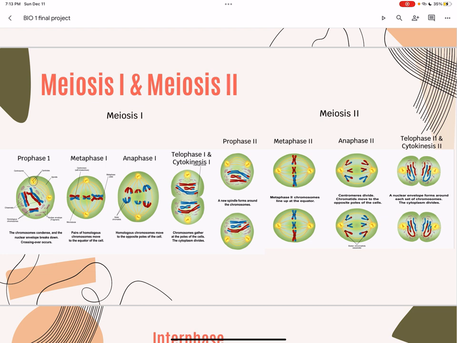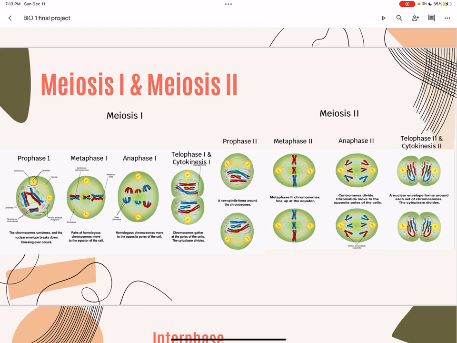In telophase, the nuclear envelope is redeveloping, and cytokinesis is basically the cell finally pinching off. And there's that cleavage right there.